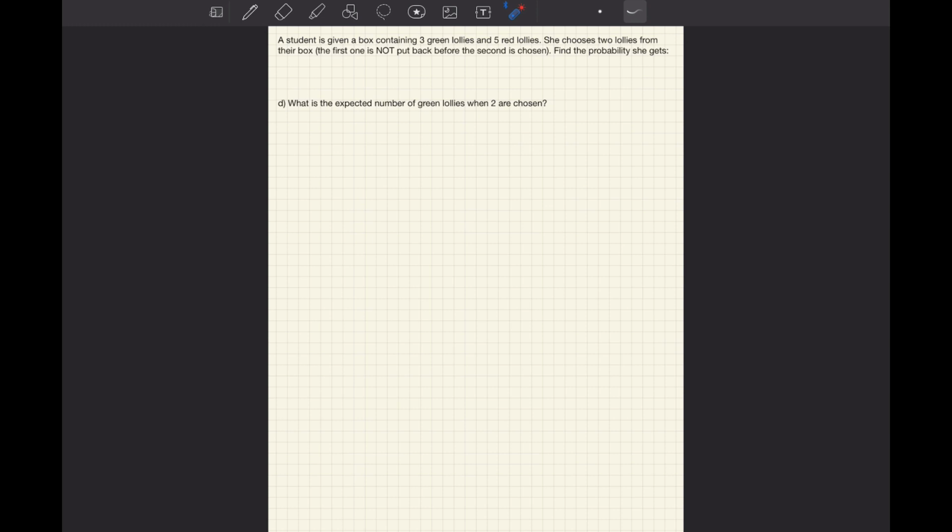So this sub-question here is asking for a very specific thing. It's asking for an estimate of how many green lollies we'll get when 2 are chosen. So we need to find the probability that with 2 picks and no replacement, how many greens we'll get.